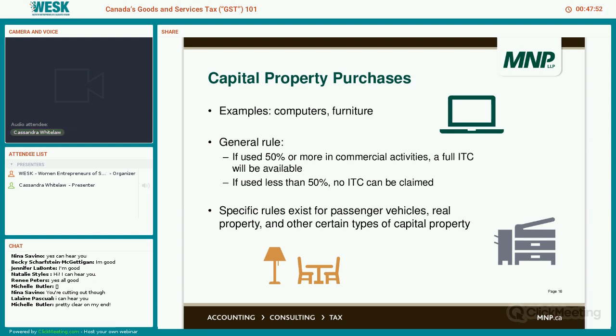The other thing about capital property is there are quite a few specific rules that exist for things like passenger vehicles, real property, and certain other types of capital property. So I'll touch on these a little bit, but they are pretty complex, so I won't go into them in a lot of detail, just in the interest of time.